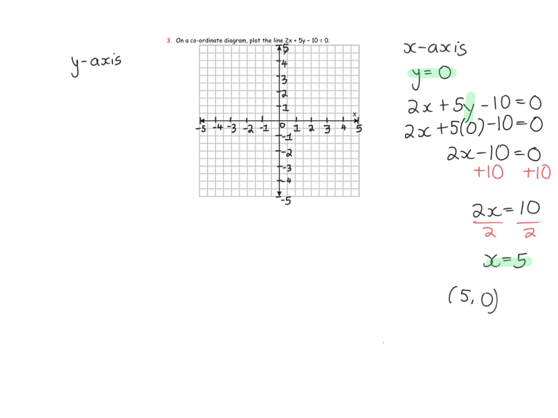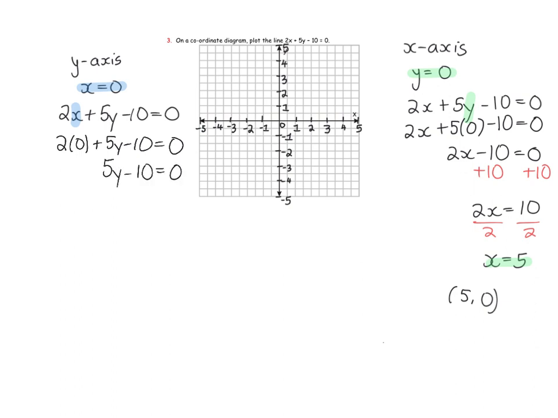To figure out where this line crosses the y-axis, we know that x is equal to 0. Again, we write out the equation of the line. So 2x plus 5y minus 10 is equal to 0. This time, we're going to replace any time we see an x with 0. In this case then, this becomes 2 times 0 plus 5y minus 10 is equal to 0. Then we get 5y minus 10 is equal to 0, as 2 times 0 is 0.